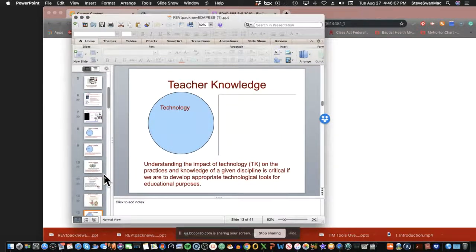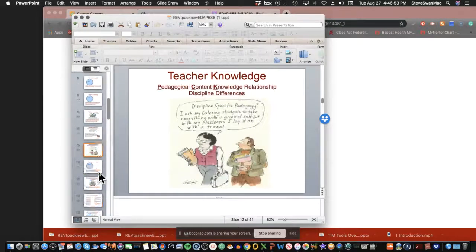Now comes the part that Shulman had no idea about, and that's technology. So when we look at this with the technology, what are we looking at? Well, we're looking at what impact the technology may have on that interaction between content and pedagogy. Is it bringing anything to the table that enhances those interactions of pedagogy and content? That is the fundamental question that we have to struggle with.